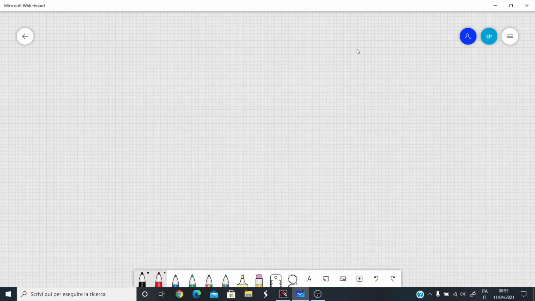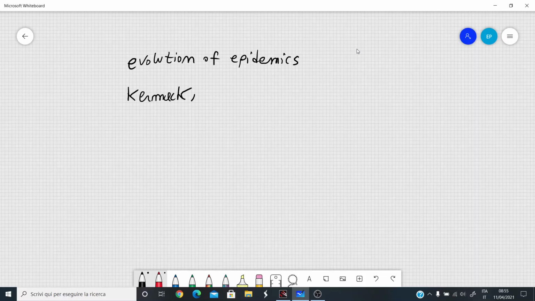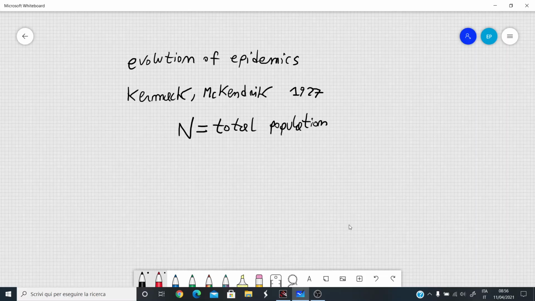Mathematical models were also used in the biological field, in particular in the evolution of epidemics. The model that we are going to see is a model proposed by Kermack and McKendrick in 1927. Kermack and McKendrick consider the total population to be equal to some number N, and this total population is divided up into three subparts.